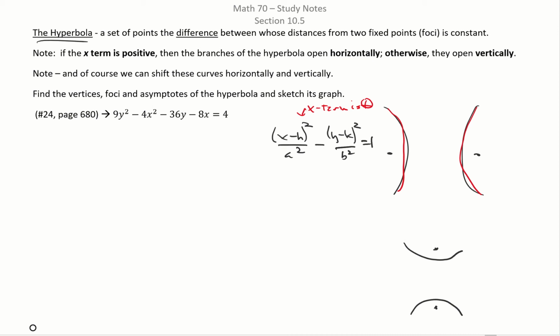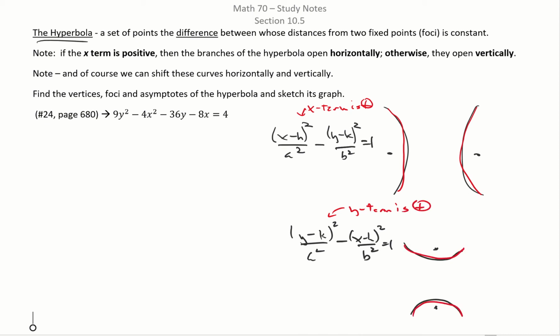But in the other case, it could be y. So you might have y minus k quantity squared over a squared, etc., x minus h quantity squared over b squared is 1. I know when the y term is positive, it opens up and down like so.